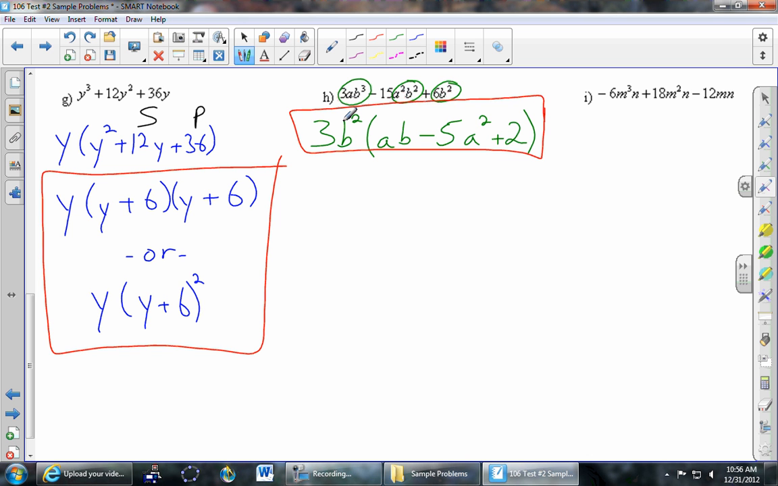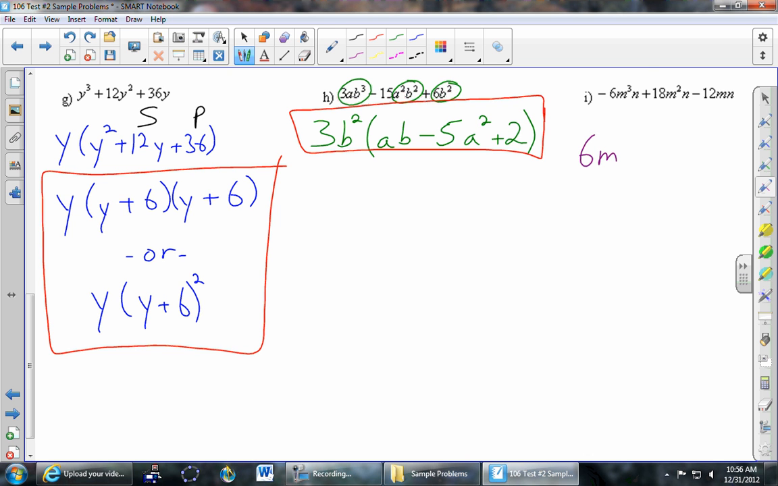Finally, part I, negative 6m cubed n plus 18m squared n minus 12mn. So we're going to try to factor out the GCF first. That's always a good first step. So I can take 6 out of all the terms. Let's see if we can take any m's out. You have m cubed, m squared, a single m. You're going to take out the smallest that you see, which is a single m. So we'll take m outside.